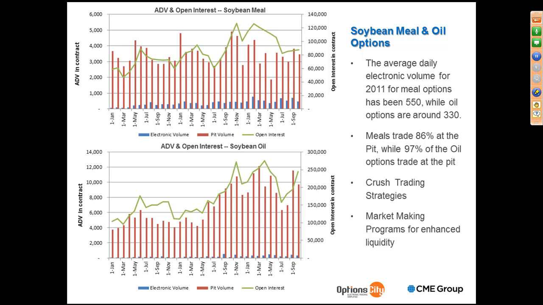Exactly. Okay, so however, as Patrick mentioned, and also if you go to our website, you can find the information on ADV and open interest. As you can see from these graphs, it's mostly traded on the pit, the meal and the oil options. It's still catching up on Globex. I would say it's 10% on Globex, and the rest is on the pit.